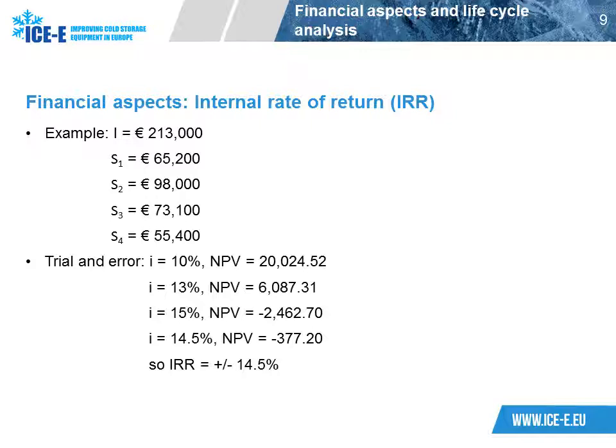What do we have to do? We have to decrease our I. And then when we make the calculation and get an I of 14.5%, then we have a net present value of approximately 0. So our internal rate of return is approximately 14.5%.